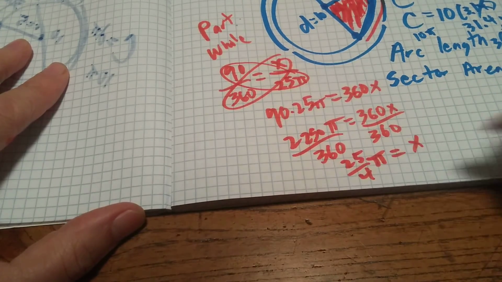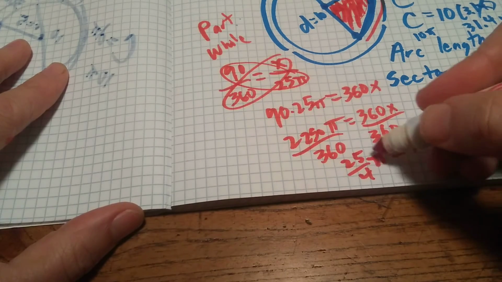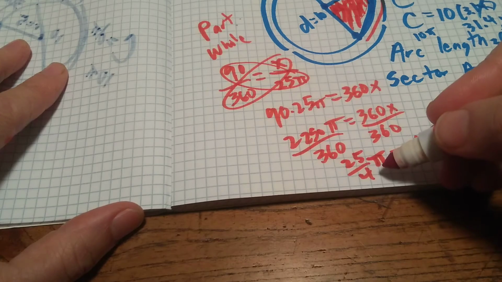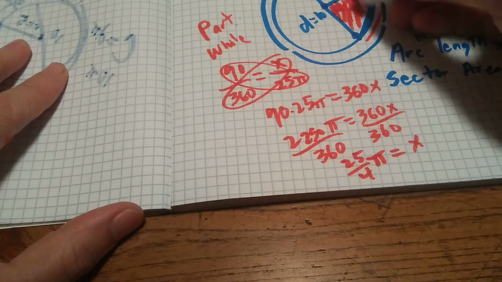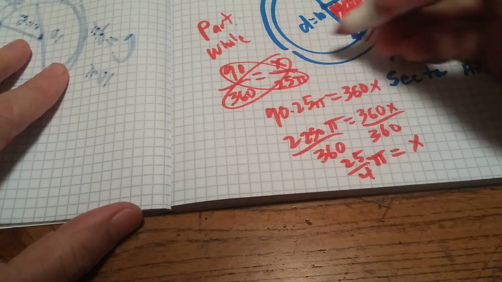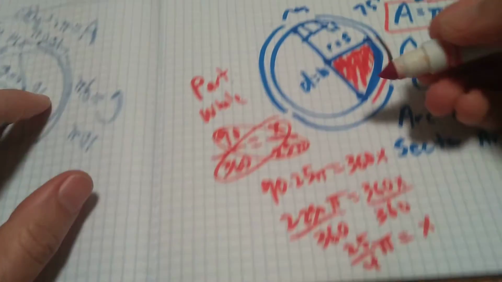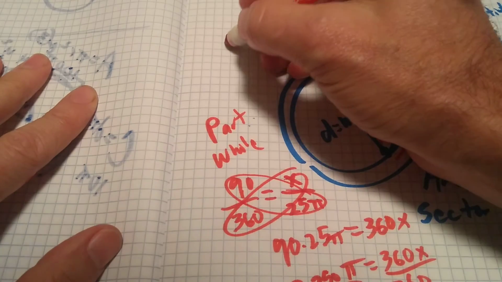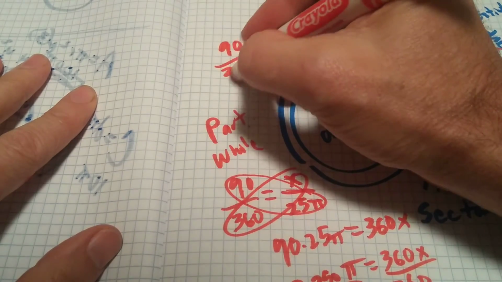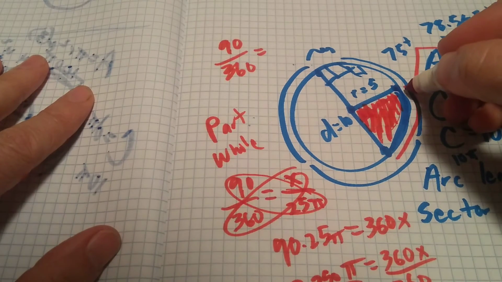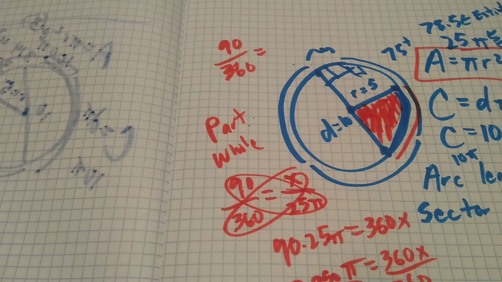So that's the exact amount. I could plug in 3 for that. I could plug in 3.14 for that, depending on that. But it's literally 25/4 pi that is the exact amount of that, in the same way that 25 pi was the area of the whole thing. Similarly, if I wanted to do it for circumference, same idea. It's 90 over 360 equals, I'm looking for the part, which I'm going to change pen colors again.